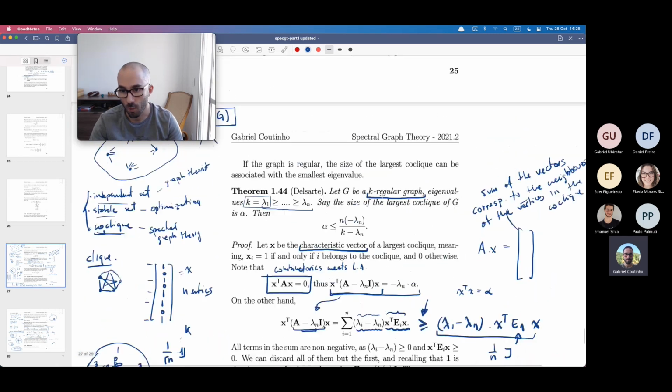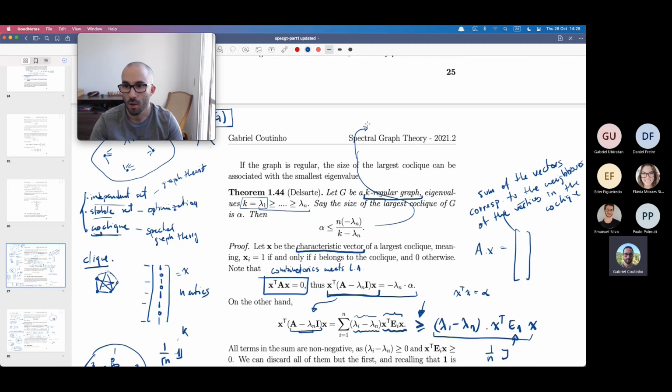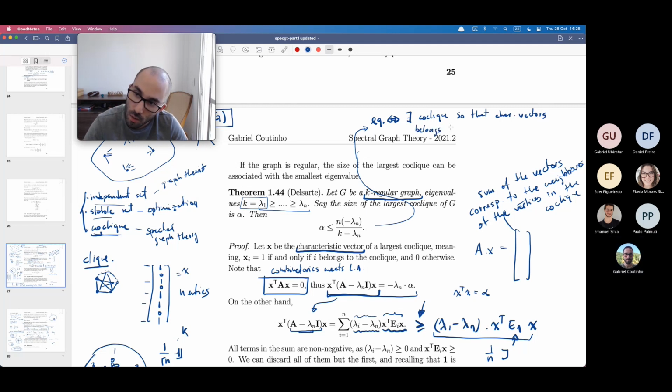So what I can tell for sure is equality if and only if there exists a co-clique so that its characteristic vector belongs to the space generated by the eigenspaces corresponding to the largest and smallest eigenvalues.